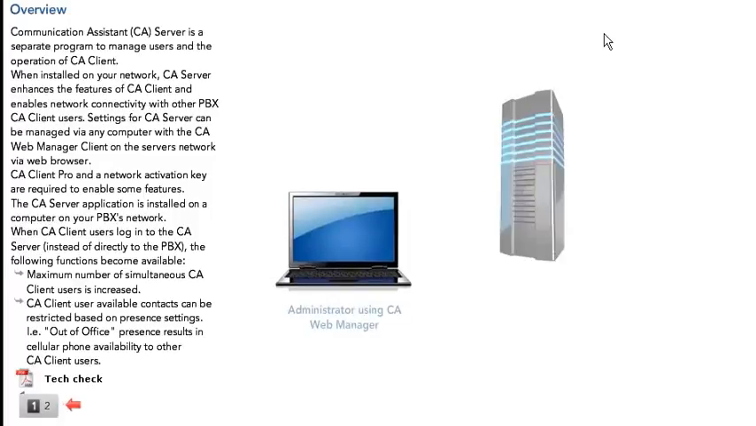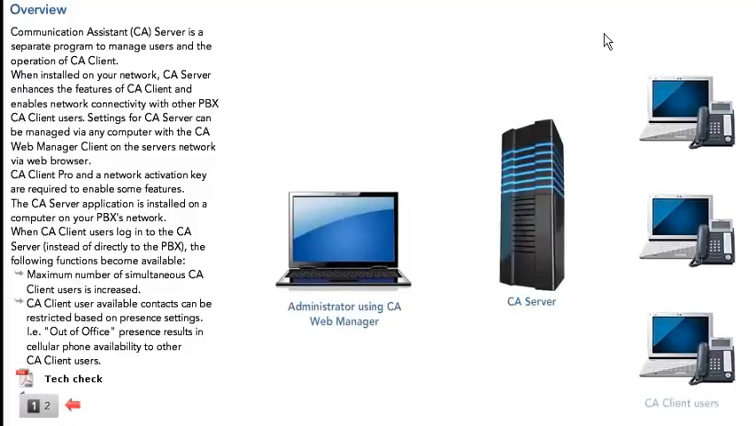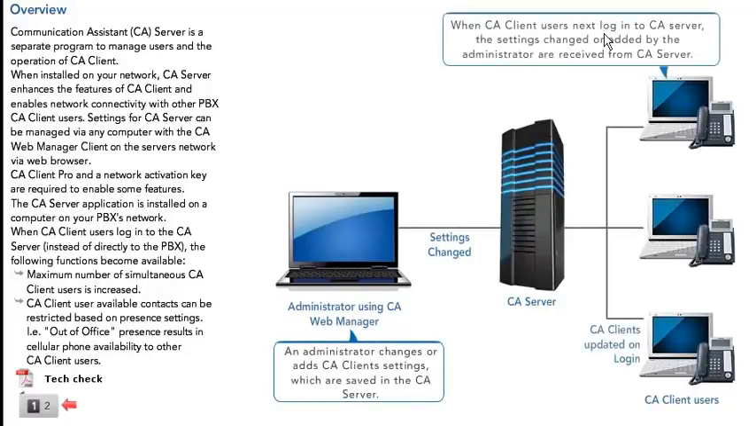Communication Assistant Server is a program to manage users and the operation of CA Client. CA Server is a separate program which enhances the features of CA Client and enables network connectivity with other PBX CA Client users.